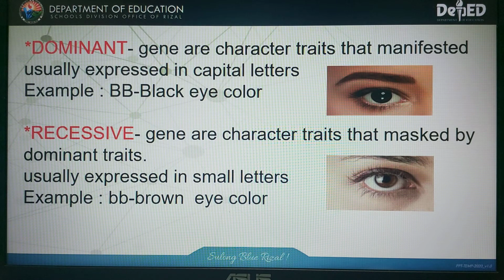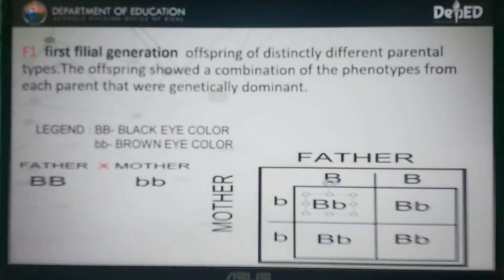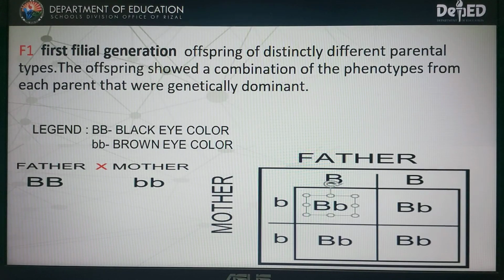That is dominant. And pag sinabi natin recessive, nako-cover up ng dominant yung karakteristik na namana mo sa magulang mo. That is recessive. Mga namana mo hindi naman lumabas na itago o natakpan ng dominant traits na namana mo rin sa iyong mga magulang. Next, let's proceed to first filial generation.